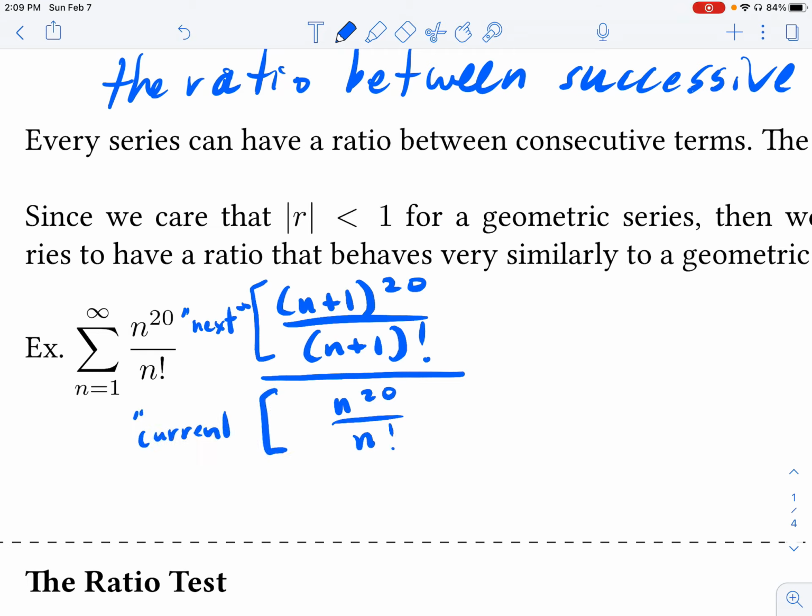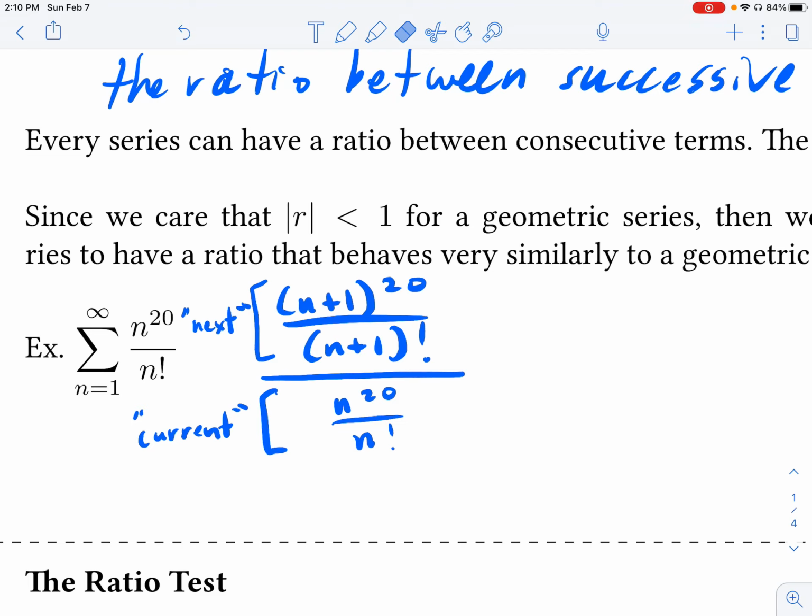I'm going to rewrite this in a second, but just so we understand, we're looking at the ratio between the next term and the current term. And again, we're doing this because we're trying to get an intuition for what is happening with this series by also looking at the ratio between terms. So there's our next term divided by current term.